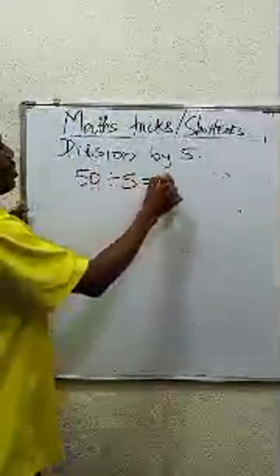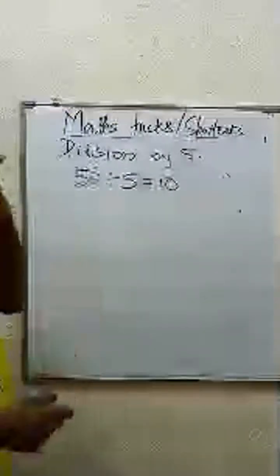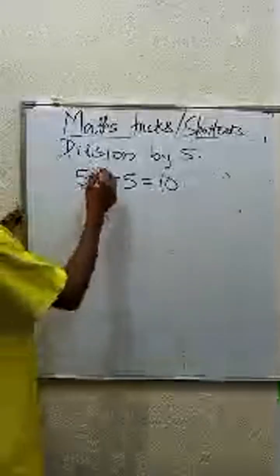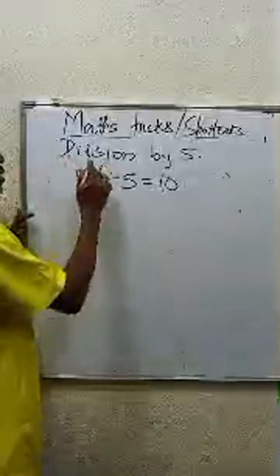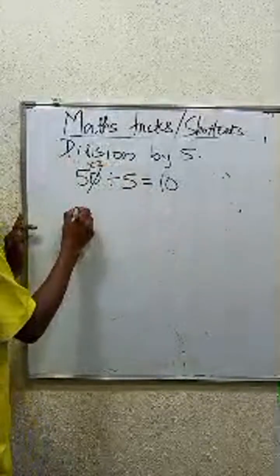What is 50 divided by 5? Everybody will shout 10, right? That one is very, very easy. If you want to do 50 divided by 5, remove this 0, cancel it out, multiply 5 by 2, that gives 10.